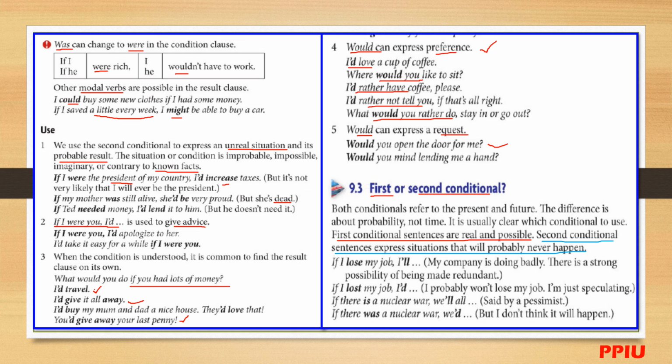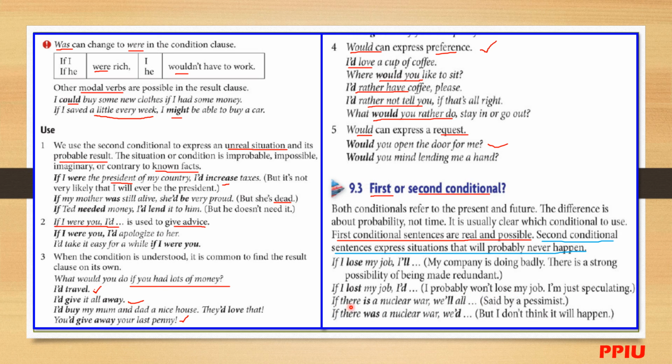For example, you can see from this one, if I lose my job, my company is doing badly. There is a strong possibility of being made redundant. You got it? And the second one is, if I lost my job, I probably won't lose my job. I'm just speculating. I just expect, or I just imagine something that I think is stupid in this one, right? So that is the thing.